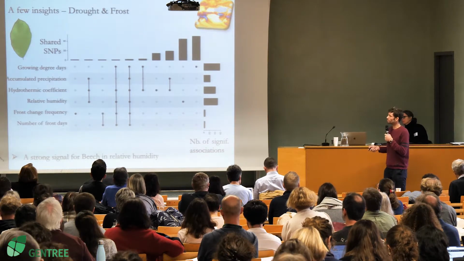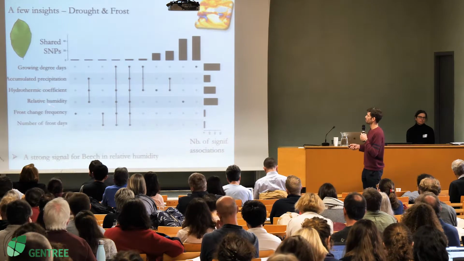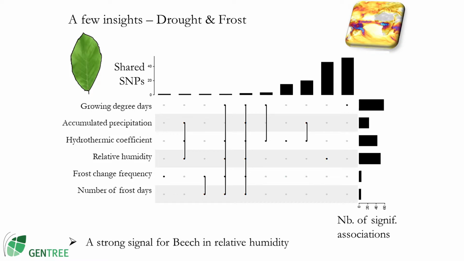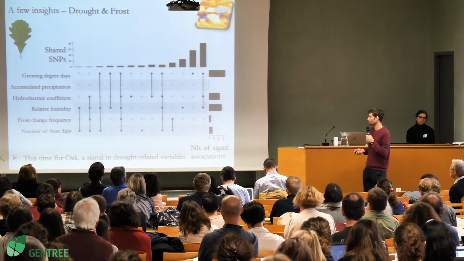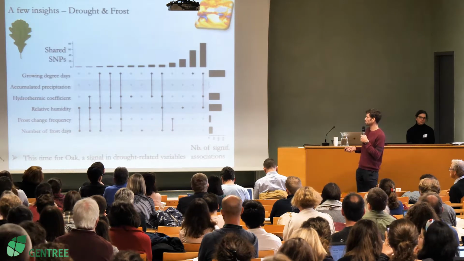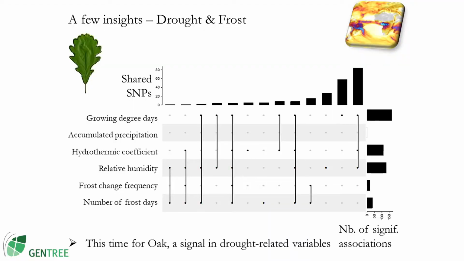Now if we focus on drought and frost for beech, we have again a signal for precipitation, but also for more sophisticated humidity indices like the hydrothermic coefficient or relative humidity. And again, it's quite consistent with the pattern we capture with the climatology data. For oak, this time we have a signal in drought-related variables, so with relative humidity and the hydrothermic coefficient. But again, we have nothing captured from the precipitation data, meaning that we need more sophisticated variables to really capture the signal. So it's quite interesting to look at these different contrasting patterns.